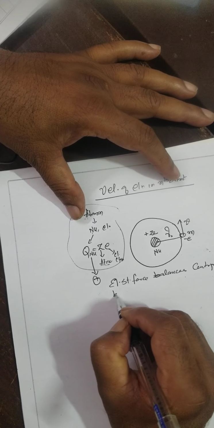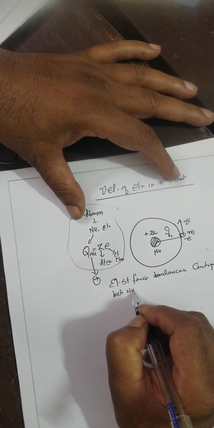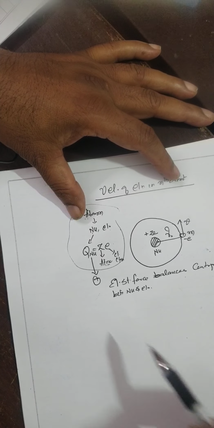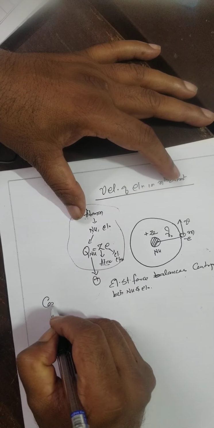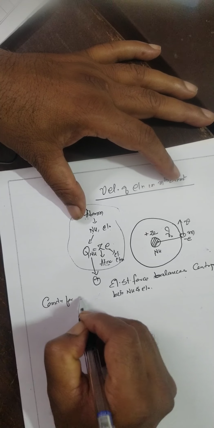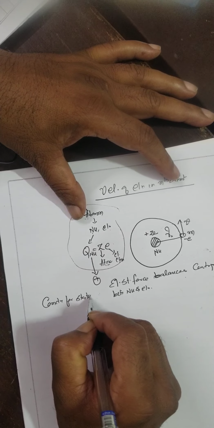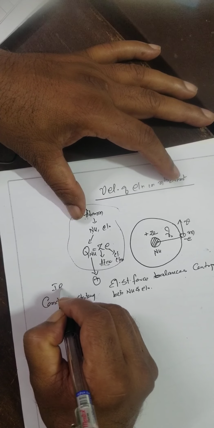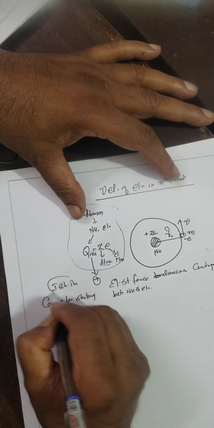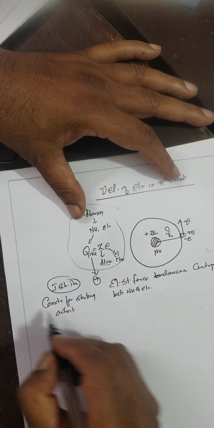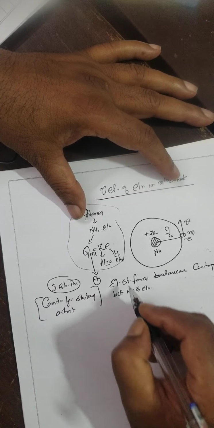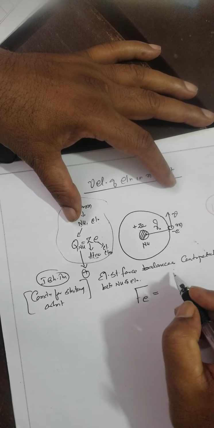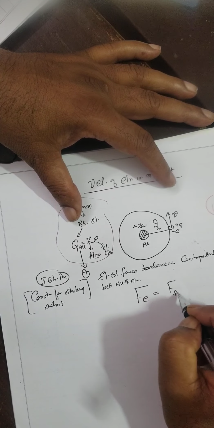Electrostatic force between what? Between nucleus and electron. Right? This is called condition for stationary orbit. This is the first law, first Bohr's theory. There are 3 theories. Condition for stationary orbit is what? Electrostatic force. What is electrostatic force? Electrostatic force is equal to centripetal force.